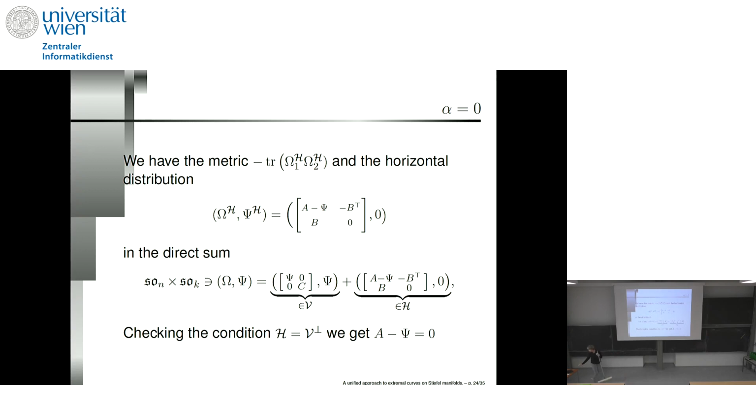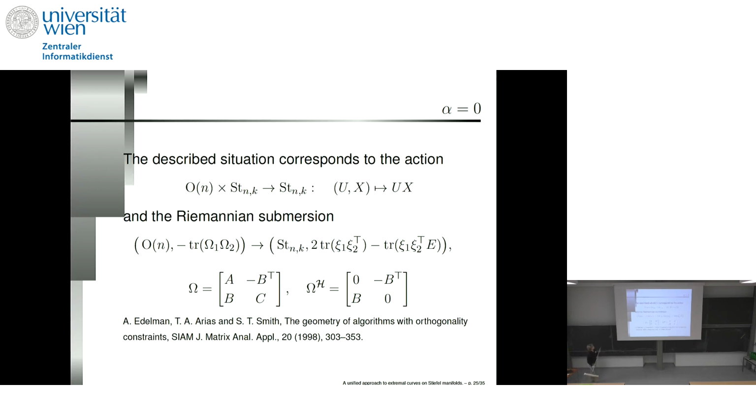And then we see that the horizontal distribution is defined by this one and the vertical one by this diagonal one. And this completely coincides with the case when we have only one group acting, O(n). O(k) disappears. So again, for alpha equal to 0, we recover another representation of the Stiefel manifold as a Riemannian manifold coming from the action of just one group, O(n).